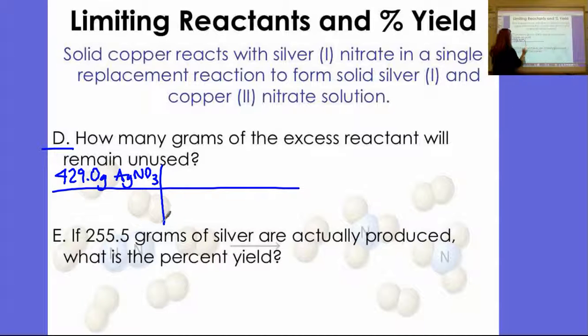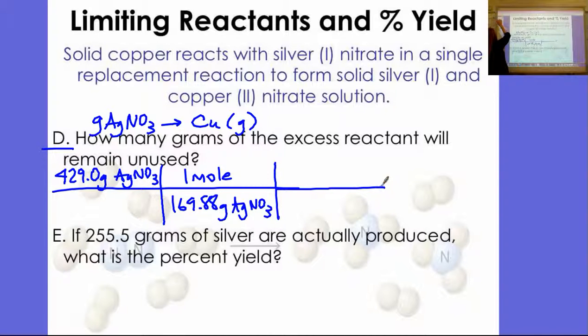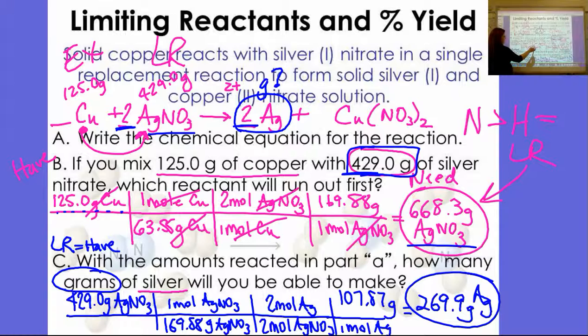I'm going grams of silver nitrate backwards to grams of copper. So I need the molar mass of silver nitrate, which we said was 169.88 grams in 1 mole. And since I'm going backwards, I still need the 2-to-1 ratio, but instead of 2 being on top and 1 being on the bottom, now I have to flip it.